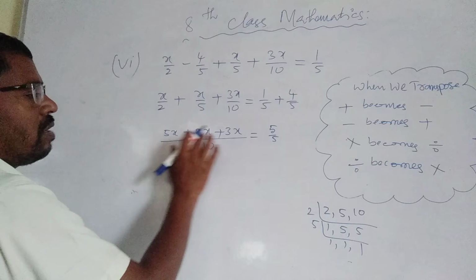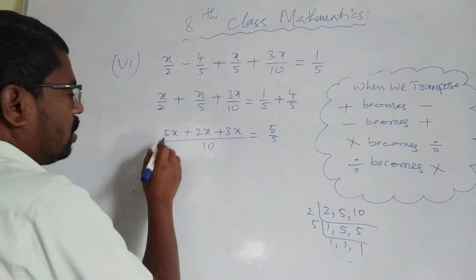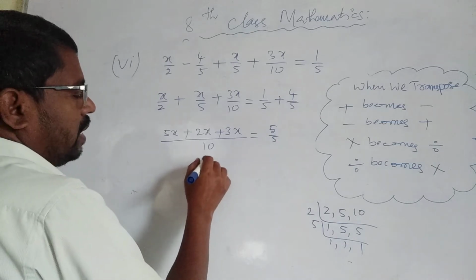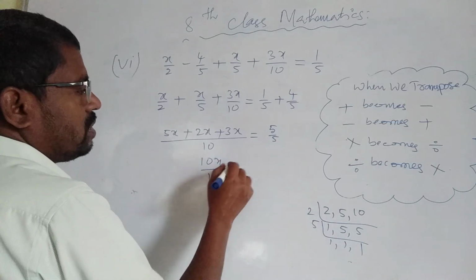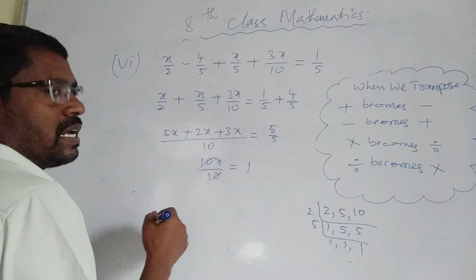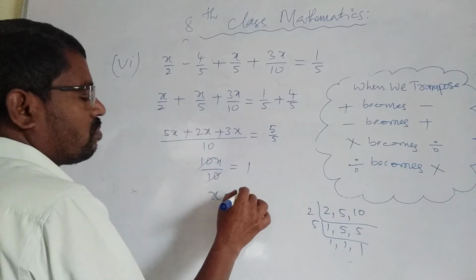Okay children, now we can add the same like terms. 5x plus 2x, 7x, 7x plus 3x, 10x. 10x by 10, which is equal to 5 by 5 means 1. So 10 and 10 get cancelled. x is equal to 1.